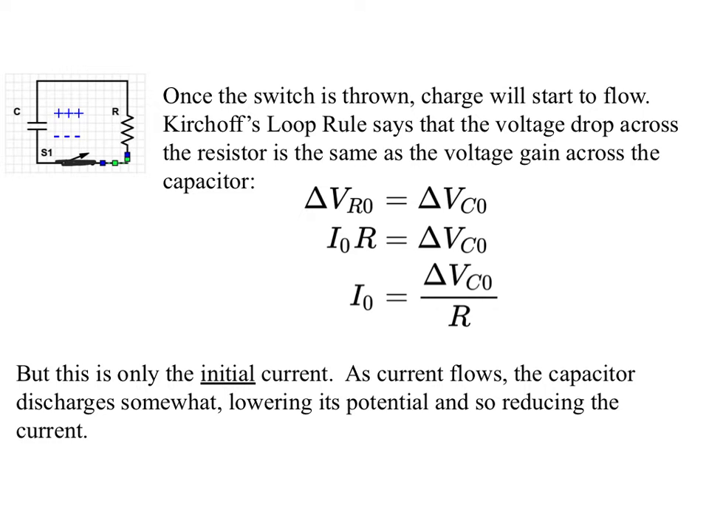As the current flows, the capacitor will discharge somewhat. That will lower its potential and then reduce the current. In fact, that will keep happening. Every time the current draws some of the charge off the capacitor, there is less on the capacitor, so there'll be less tendency to push that charge further, so the current will drop. There's a connection between these two, which is telling us that the rate at which the charge is flowing is related to how much charge is actually left.